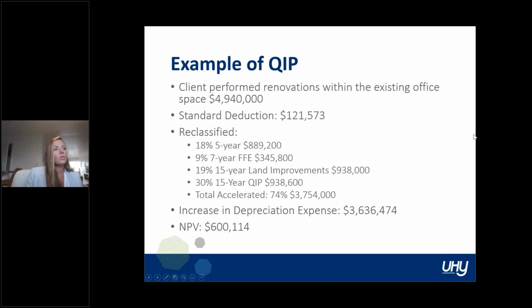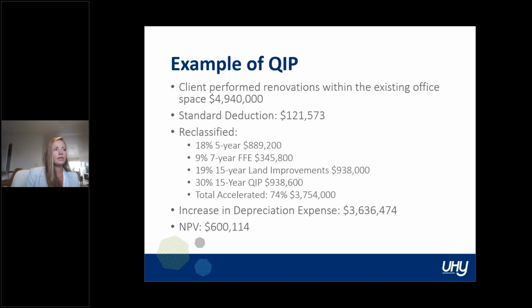So next, I just want to walk you through an example of QIP to give you a case study of what that looks like. So I had a client perform renovations in an office space. Their total renovations were 4.94 million. So the standard deduction for these renovations would have been 121,000. So what they did, they purchased a building and they ended up completely gutting and remodeling it, but they kept the building structure itself. So they did all of these improvements within an existing space.